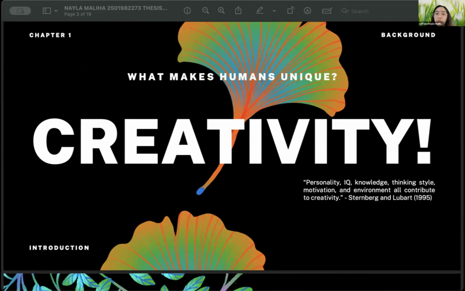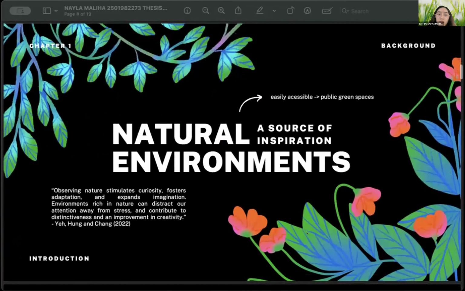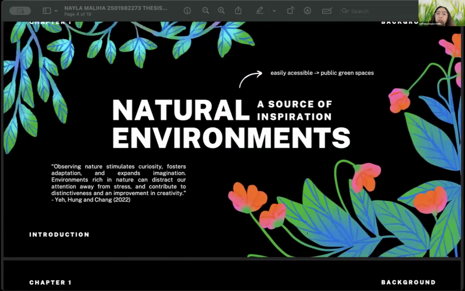According to Sternberg and Lubart in 1995, personality, IQ, knowledge, thinking style, motivation, and environment all contribute to creativity. Natural environments are a source of boundless inspiration as they create a restorative effect on the human mind. According to Ye, Hung, and Chang in 2022, their study shows that observing nature stimulates curiosity, fosters adaptation, and expands imagination. Examples of easily accessible natural environments are public green spaces provided in the city.